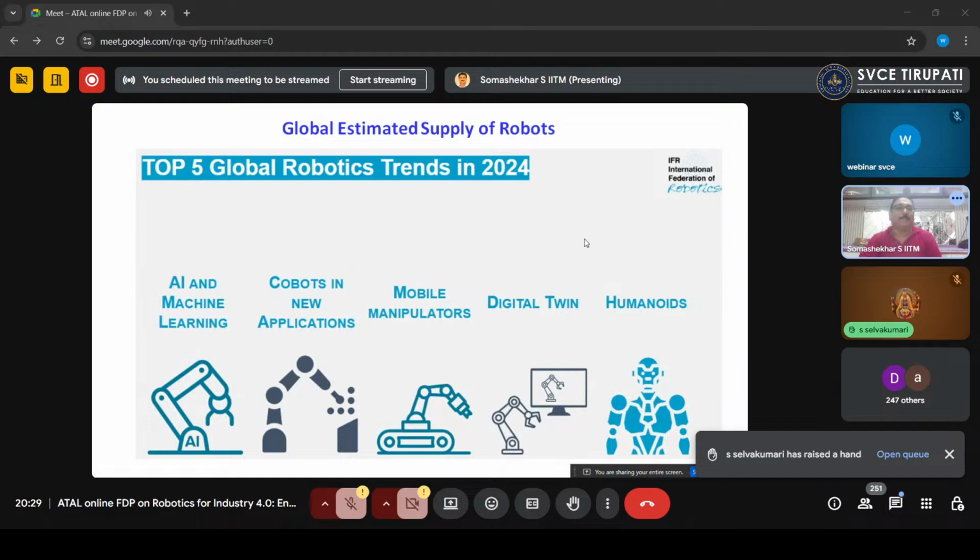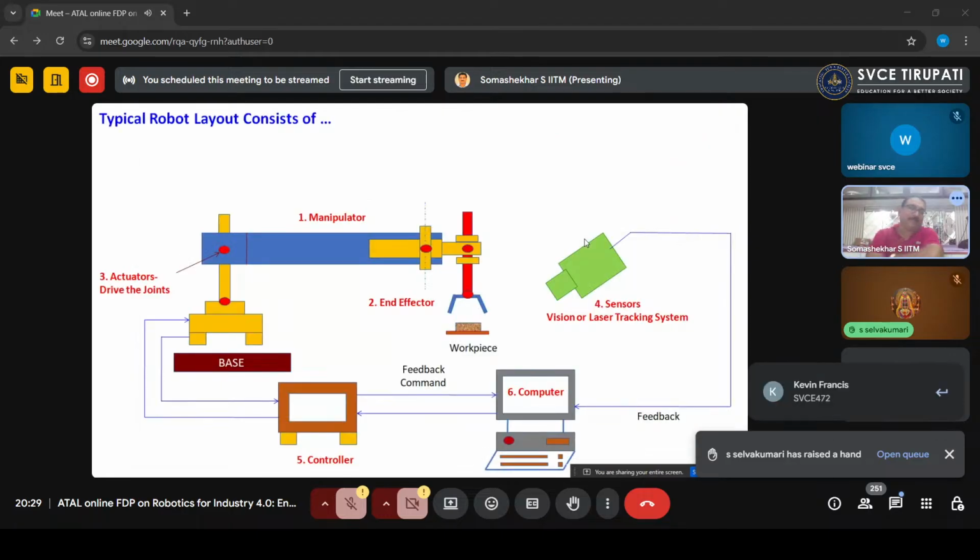For the top 5 global robotics trends, people are now embedding artificial intelligence and machine learning, cobots for new applications, mobile manipulators, similar to a movable platform, digital twins, and humanoid robots.